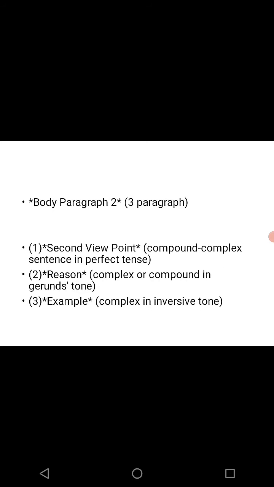And third is body paragraph 2. In this body paragraph, we write 3 sentences. First is the second viewpoint. In this sentence, we use complex or compound sentences in perfect tense. And second sentence is the reason. In this sentence, we write complex or compound in a gerund tone. And third is the example. In this sentence, we write a complex sentence in an inversive tone.